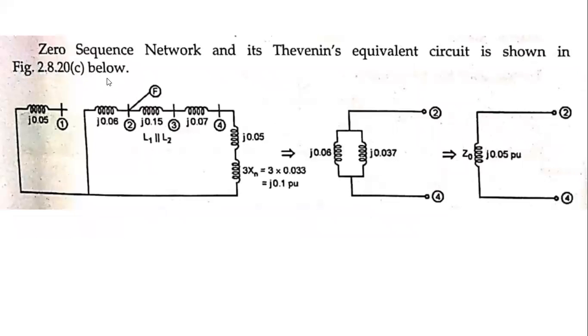Coming to the zero sequence, when drawing it we observe the winding connections, that is star connected or delta connected or grounded system. We observe all those things, then draw the zero sequence network and find the equivalent Thevenin's network. Understand? This is the procedure for drawing the positive sequence, negative sequence and zero sequence networks and then simplifying the Thevenin's equivalent circuit. Understand?